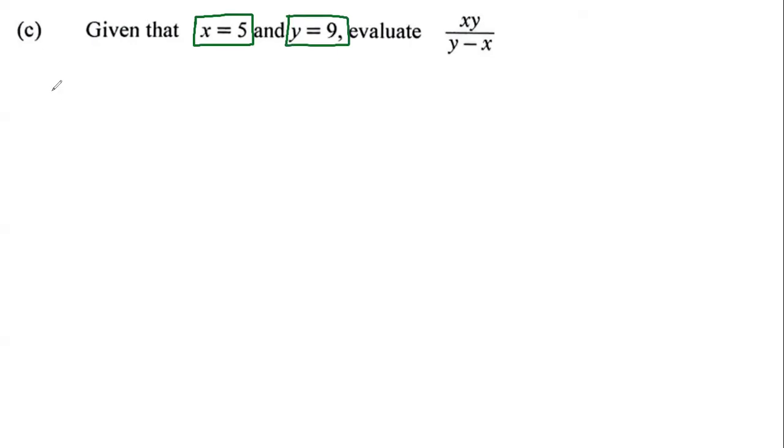So we have xy all over y minus x equals. What is x in this situation? X is what? 5. X is 5. Very good. We put 5 there. Put this in brackets. And then what is y? 9. Y is what? Y is 9.